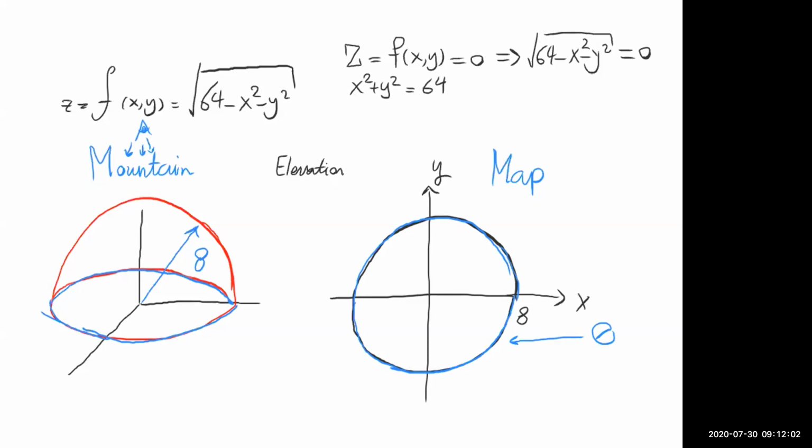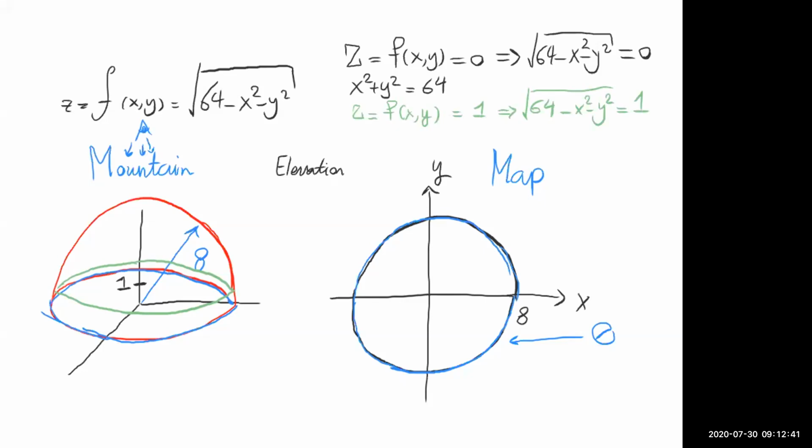And then we can come a little higher. We can look at the points where the elevation from sea level is 1. So it would be something like this. These are the points where the height is 1. It means z equals f of x and y equals 1. Therefore, square root of 64 minus x squared minus y squared is 1.